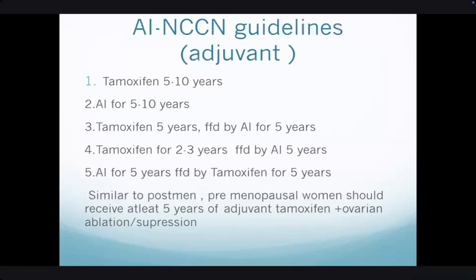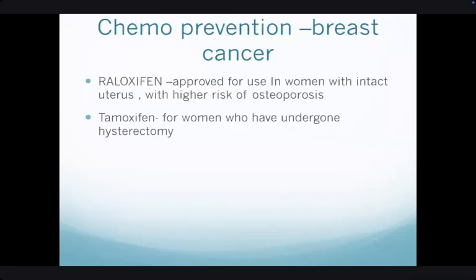Then in premenopausal women, tamoxifen is preferred with the use of ovarian ablation, by radiotherapy or an LH-releasing hormone antagonist, over aromatase inhibitors. For chemoprevention of breast cancer, raloxifene is approved for use in women with an intact uterus with a high risk of osteoporosis, whereas tamoxifen is preferred in women without the uterus.